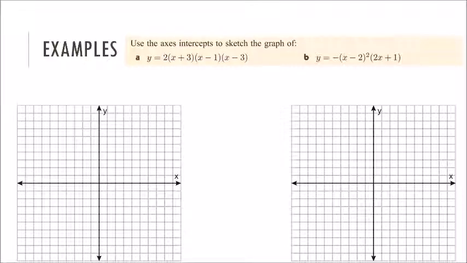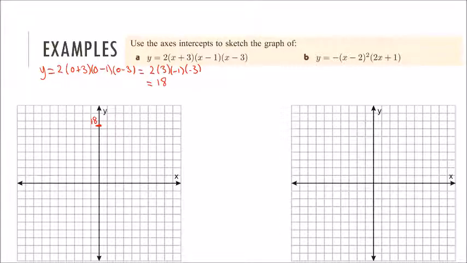Let's do some examples. So let's use the x-axis intercepts to sketch the graph of these things. Okay, very first thing that I would like to do is find out what my y-intercept is. So my y-intercept is when x is equal to 0, so I have two lots of 0 plus 3, 0 minus 1, and then 0 minus 3. Put all that in the calculator and end up with 2 times 3 times negative 1 times negative 3, and that's going to give me 18. So I know I'm cutting my y-axis at 18.